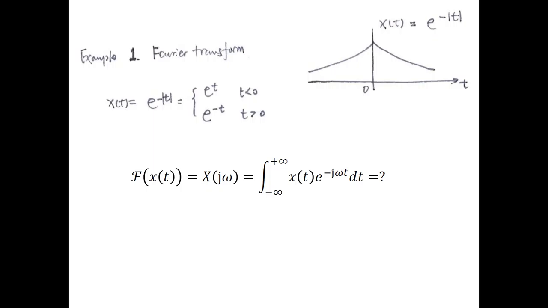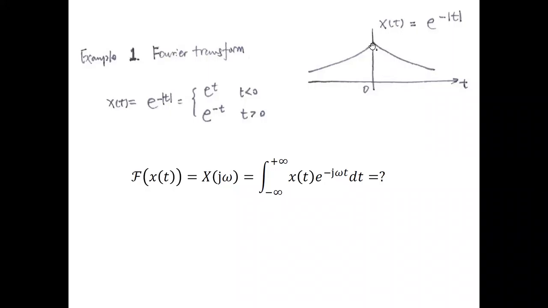Now we have some time left. Let's look at a first example to calculate a Fourier transform of a continuous time signal. We are given this signal, it is e to the minus absolute value of t. So first, how do we understand this signal? Since it involves the absolute value, we need to discuss whether t is positive or negative. When t is positive, the absolute value is t itself, so we have e to the minus t.